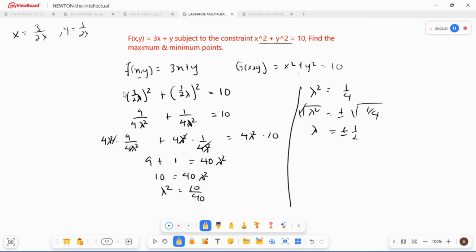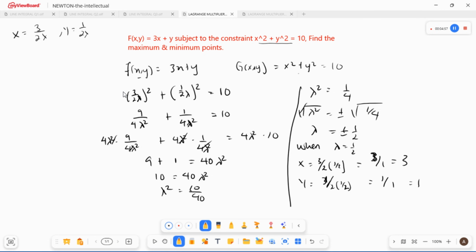Now remember, we're looking for x and y. Those are the values that we need to find the maximum and minimum point. Now for x and y, x is 3 over 2 lambda. So we're going to say when lambda is equal to 1 over 2, taking the positive side first, then x is equal to 3 over 2 into bracket 1 over 2, which is going to give us 3 over 1, which is equal to 3. Then y is equal to 1 over 2 lambda, which is 1 over 2 times 1 over 2, which is equal to 1 over 1, which is equal to 1.